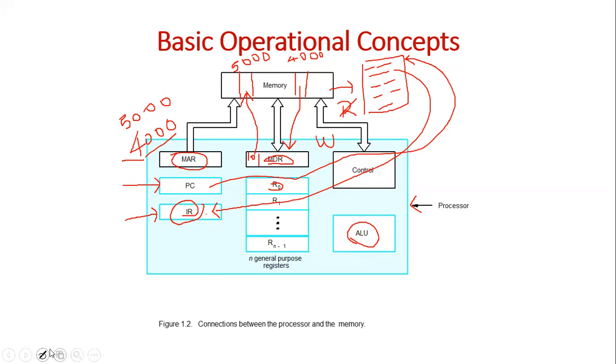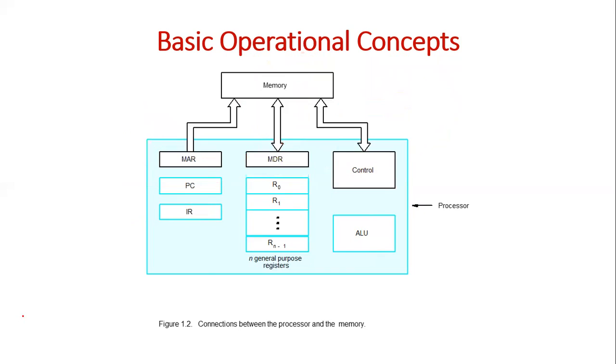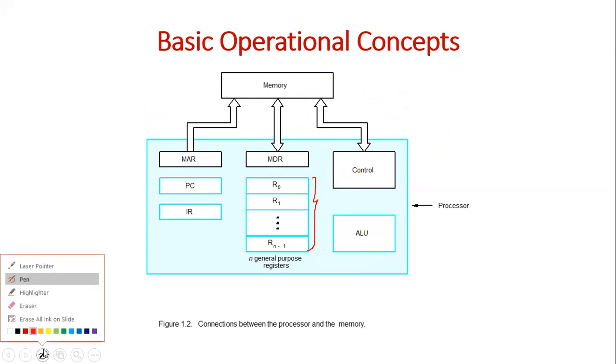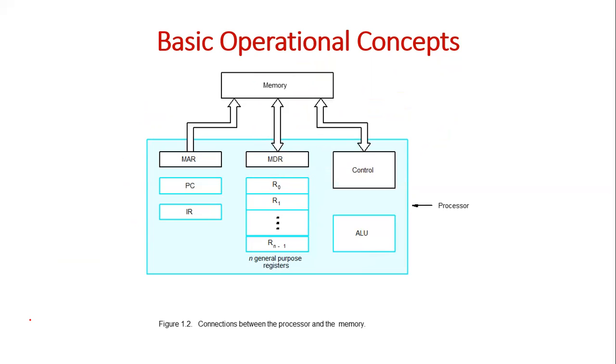And these are R0 to Rn minus 1. These are the general purpose registers available in a CPU. The registers are normally 16-bit or 32-bit registers. The registers are nothing but some memory available inside the processor, and the processor can access them very quickly. The content in the registers is available within the processor itself, so it can be accessed in no time, right?